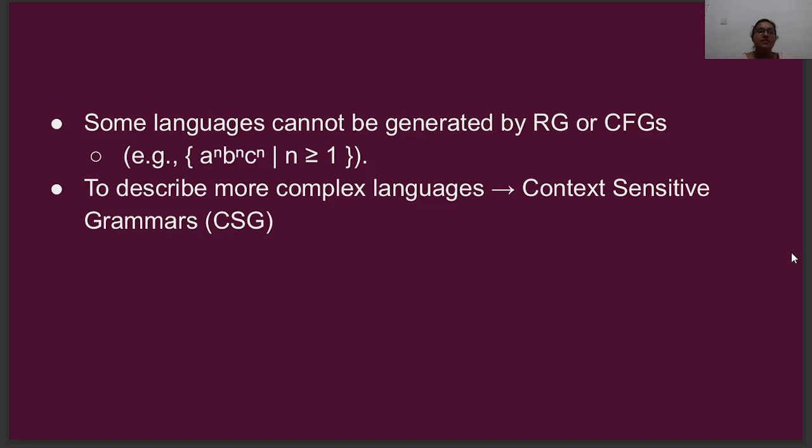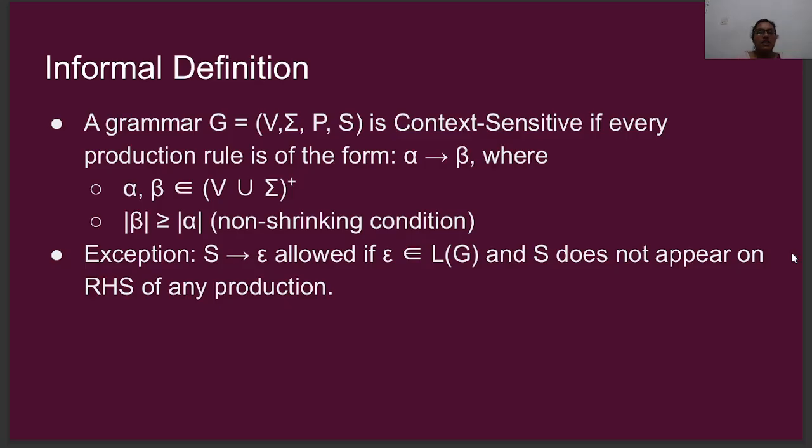And one example is a raised to n, b raised to n, c raised to n, such that n is greater than or equal to 1. We saw that a raised to n, b raised to n can be implemented in context-free grammars, but a raised to n, b raised to n, c raised to n cannot be implemented in context-free grammars. So let's first look at the definition.